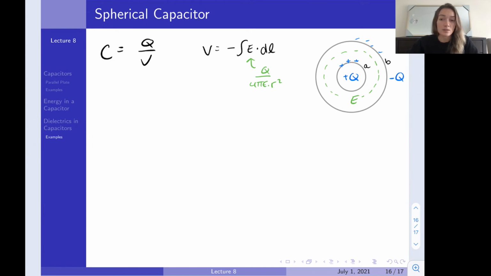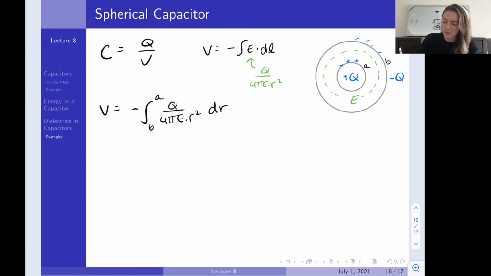So I know the electric field in here already, so this is going to be a really easy integral to do. Let's calculate the potential between the two plates. I don't need to care about inside the conductor, and I don't need to care about outside the two conductors. All I care about is in between the radius A to B. So let's do this integral. We're going to integrate from our outer sphere to our inner sphere. Our electric field is Q over 4 pi epsilon naught r squared, and we're integrating with respect to dr. Let's pull out our constants. We've got a negative Q over 4 pi epsilon naught, integrating 1 over r squared dr.